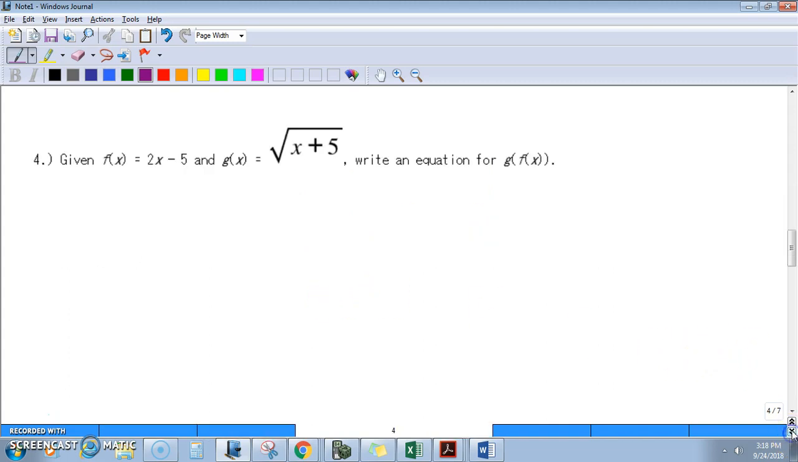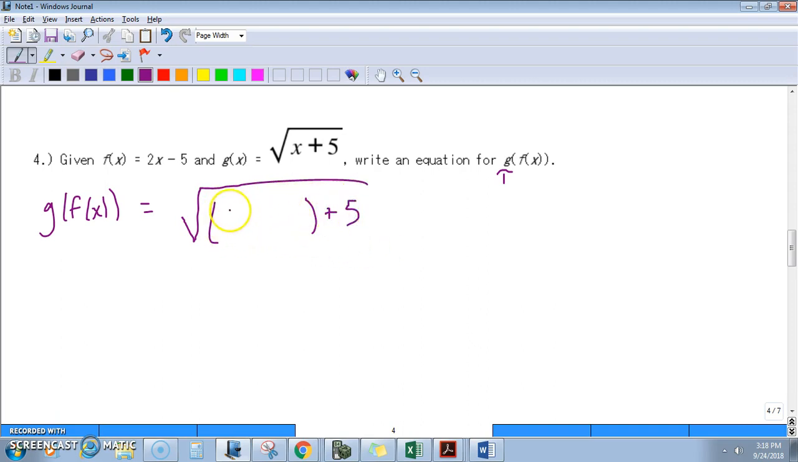Okay. Next question. Write an equation for g of f of x. So I'm going to write the outside one and leave an inside open. So my outside function g of x is the square root. So g of f of x equals the square root. But where there is an x, instead I am going to put all of f of x, which is 2x minus 5.